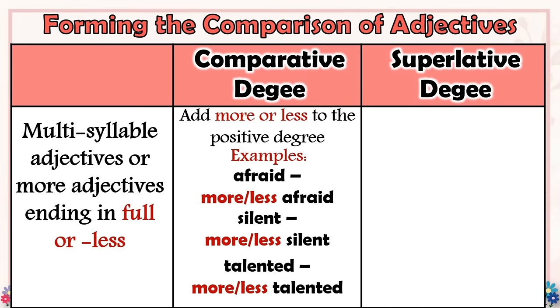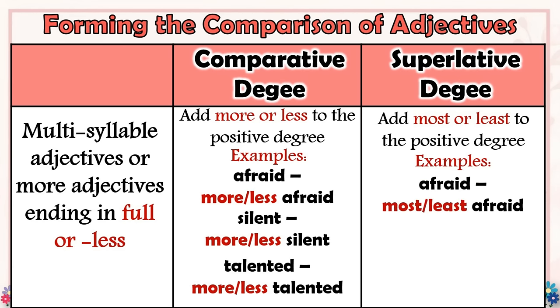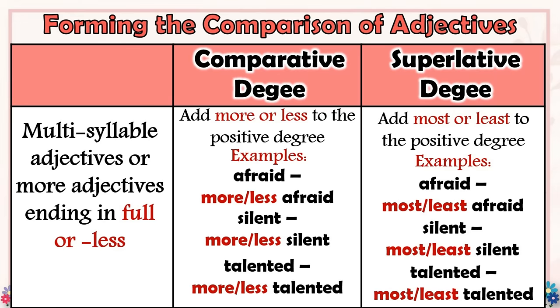In superlative degree, add most or least to the positive degree. For examples, afraid, add most or least, so most afraid or least afraid. Silent, most silent, least silent. In talented, most talented, least talented. Did you get it, kids?